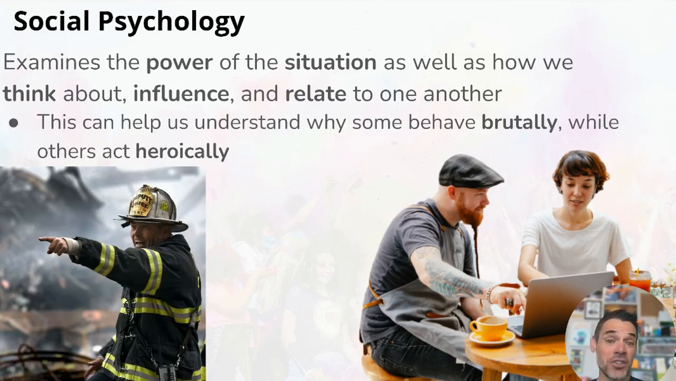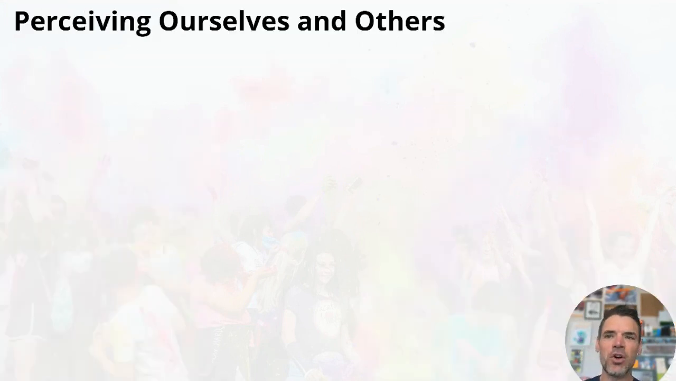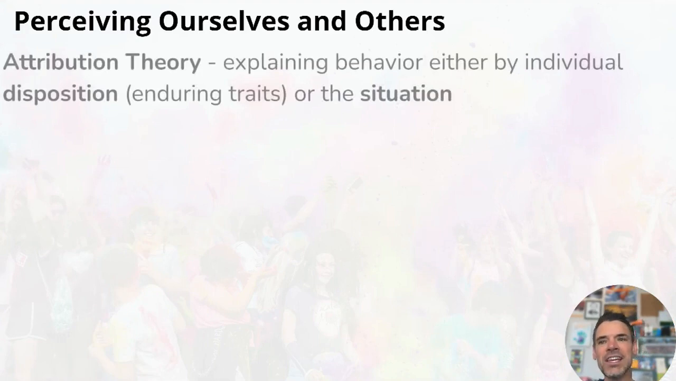This helps us understand why some people can behave brutally and others heroically. And honestly, if we're in the same situation as somebody else, we would likely do the same thing. We'll look at a bunch of studies in psychology, how we conform, how we're influenced by others in situations. It's awesome. So the first thing we'll start out with is attribution theory, perceiving ourselves and others.